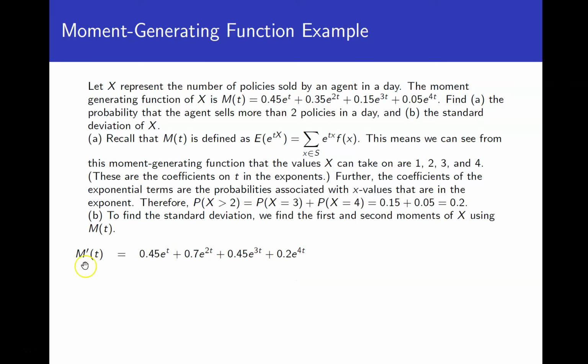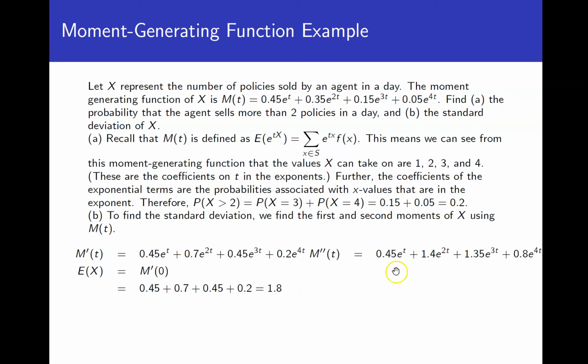So, first moment, what do we do? We take the derivative of the moment generating function. So, when we take the derivative, we have the chain rule, so a 2 pops out in front for the second term, 3 for the third term, 4 for the fourth term. That's where we're getting those coefficients. Then to find expected value of x, or the mean, we plug in 0 for t in the moment generating function. In this case, we get 1.8.